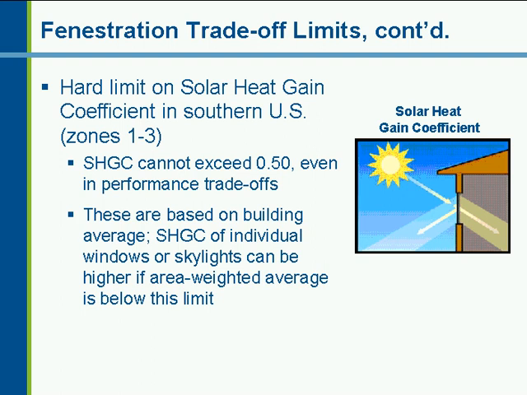Solar heat gain coefficient, very similar. Zones 1 through 3 typically prescriptively have a 0.3 requirement, a maximum allowable solar heat gain coefficient of 0.3. You can trade that up to a 0.5 through the performance path, but not beyond 0.5. And again, that's an area-weighted average as well.